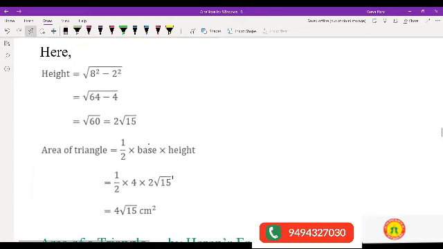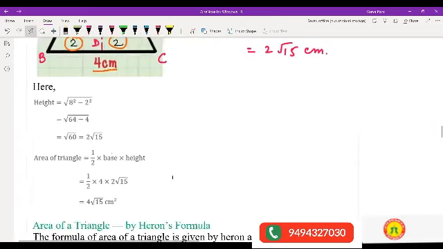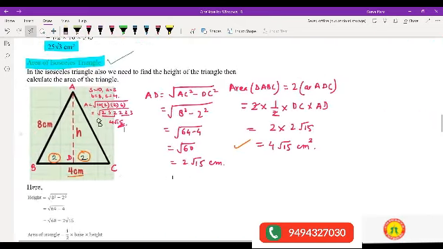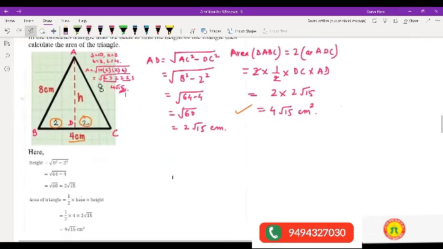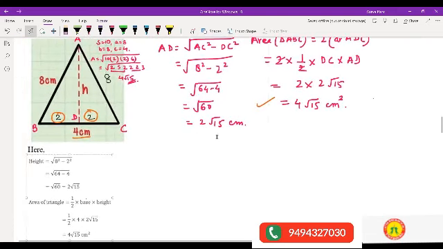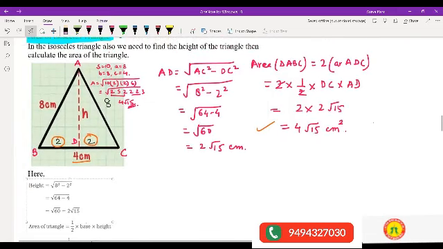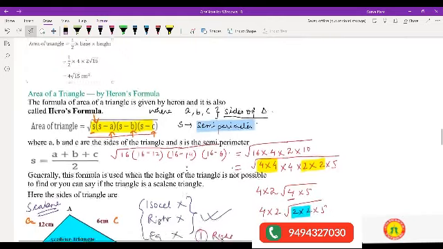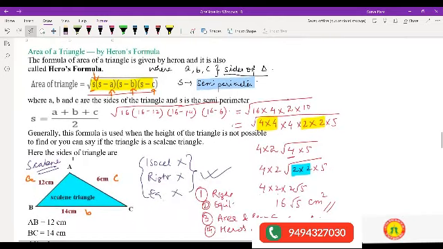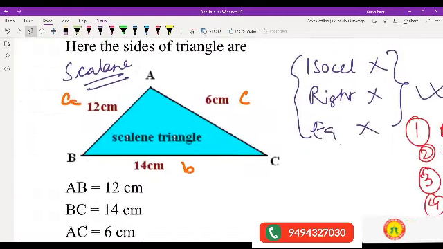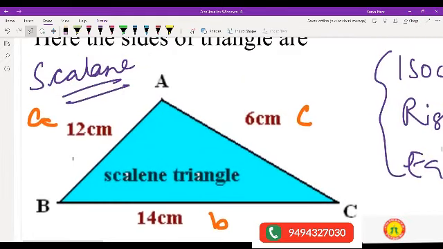See, here also it's given, because you can do it by Pythagoras theorem also. So half of the triangle is 2 root 15 by Pythagoras theorem. We found AD here, and the area we have done. Next is this question: 12, 6, 14. Find the area.